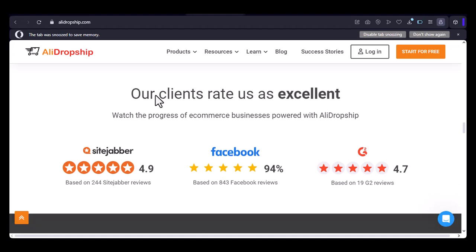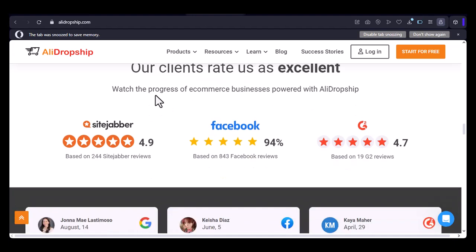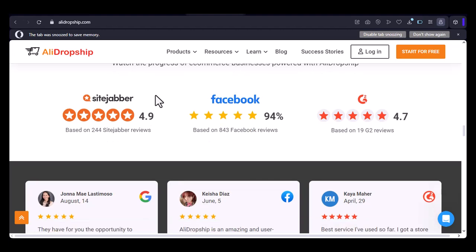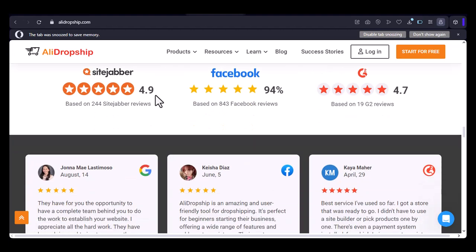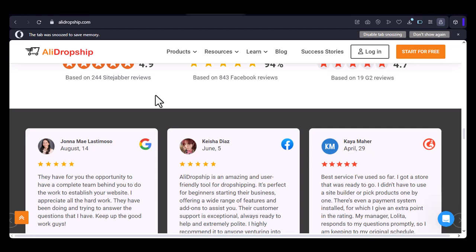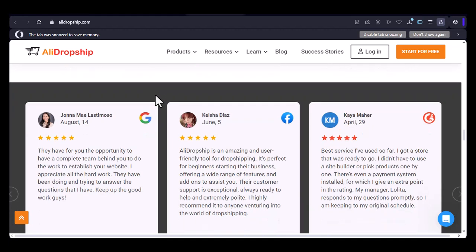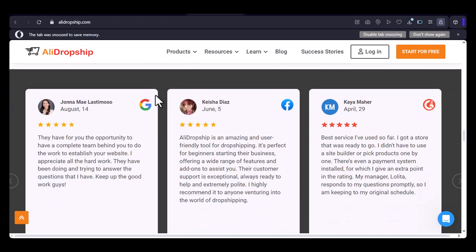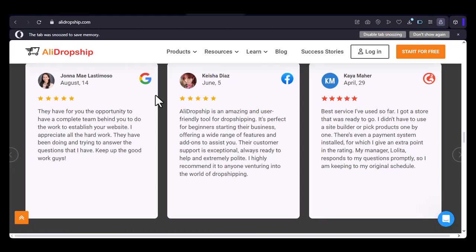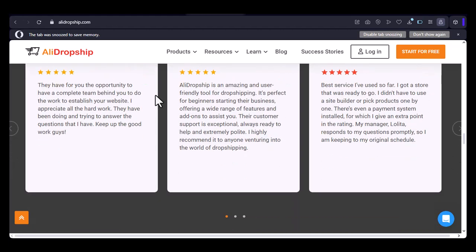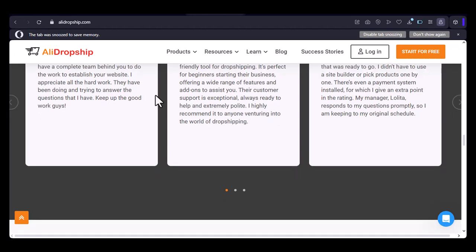Explain your reason. Clearly state why you're requesting a refund. Be specific and provide evidence if possible. Provide proof. If you have screenshots, emails, or other documentation supporting your claim, share them. Follow up. If you don't receive a response within a reasonable time frame, follow up with your request.